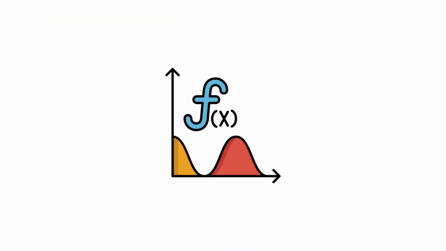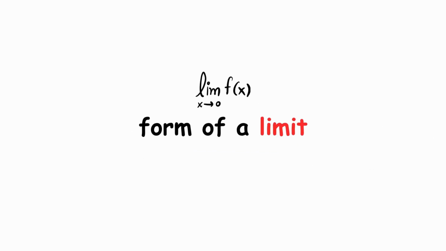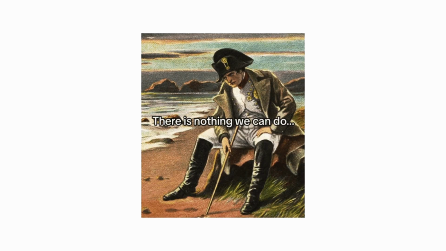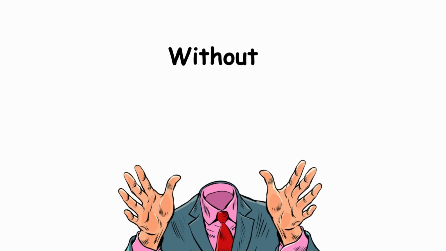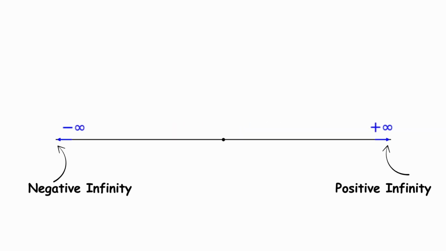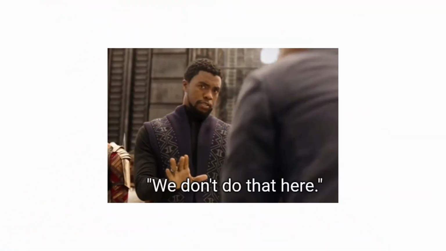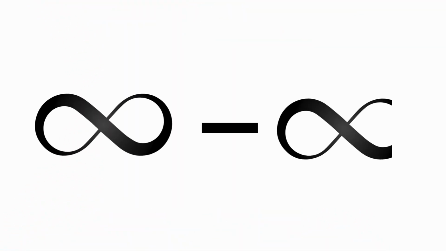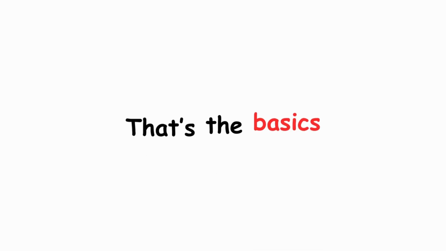If you've taken calculus, you may recognize infinity minus infinity as an indeterminate form of a limit, which similarly means that we can't find a specific value without further information. Although it may seem reasonable to assume that positive infinity and negative infinity are both the same distance from zero and would therefore cancel out, we don't do that here. So infinity minus infinity is undefined. That's the basics of addition and subtraction.